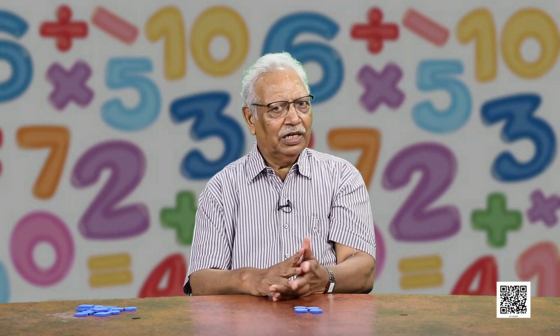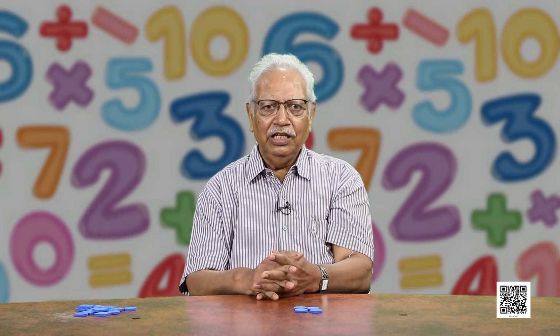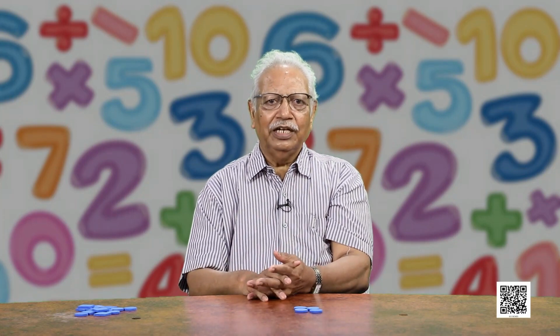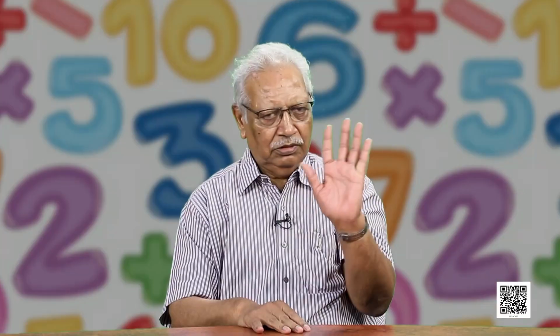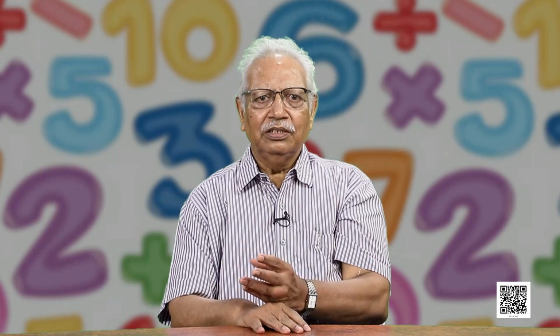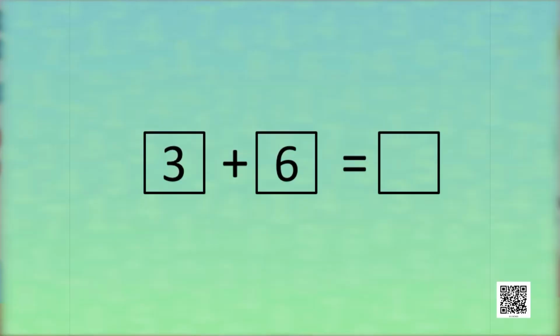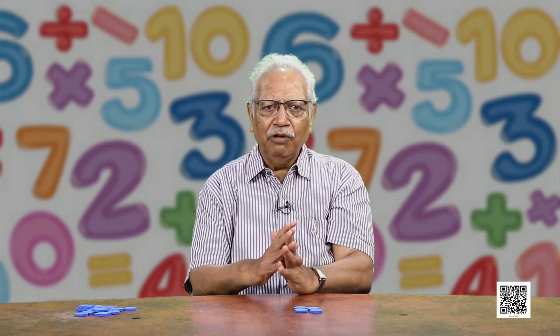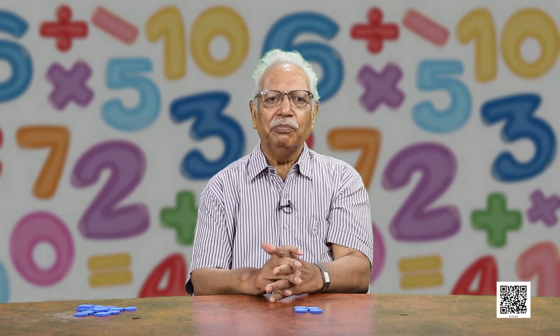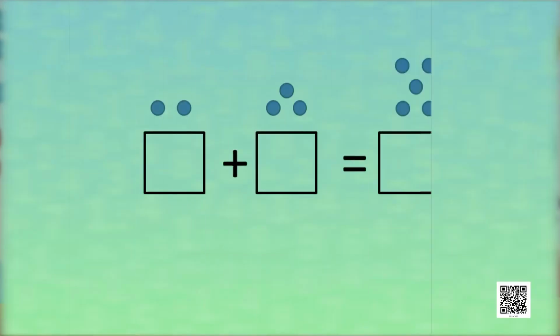So, here again what you can do is count forward from 3, 6 times, and see what comes. So, 3, add 1, 4, 5, 6, 7, 8 and 9. So, 3 and 6 equal to 9 will be the answer. So, this way now we will start the addition of numbers. I think we have taken enough examples, enough pictures.